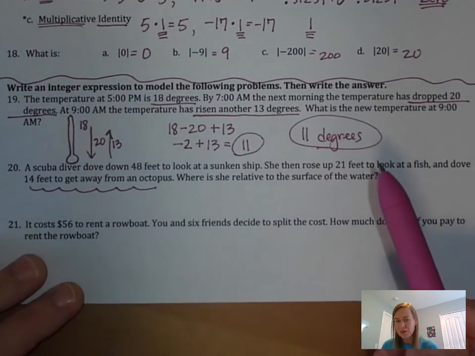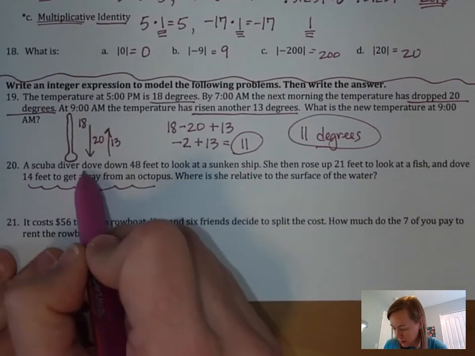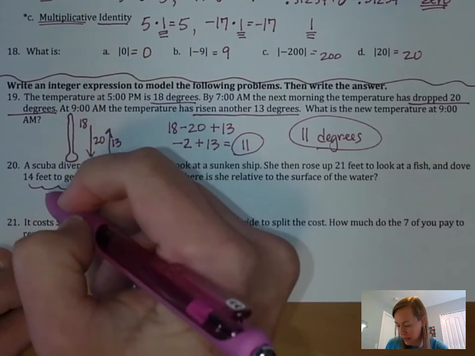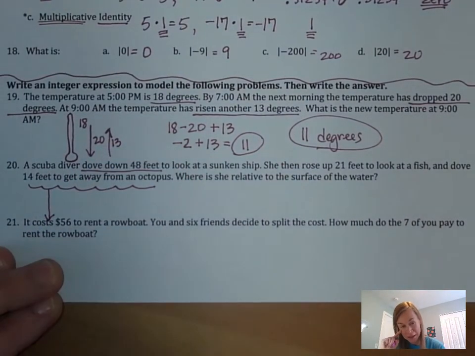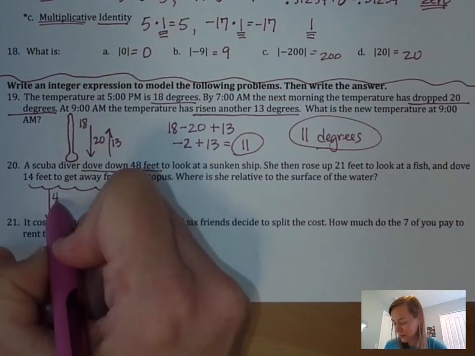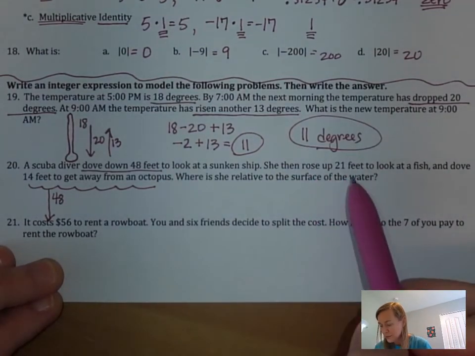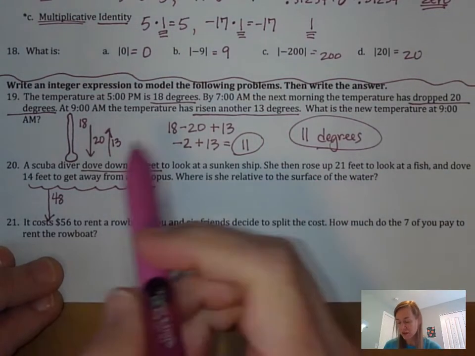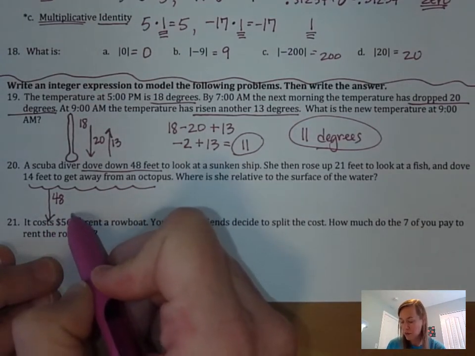All right, so first of all, what does she do? She dives down 48 feet. So she's going below the water 48 feet. Now you artists might want to draw a nice little scuba diver here, but you know what? I'm just going to stick to the arrows. Going down 48 feet. She then rose up 21 feet to look at a fish. Okay, so wherever she was down here looking at this boat, she's going to go up 21 from there.